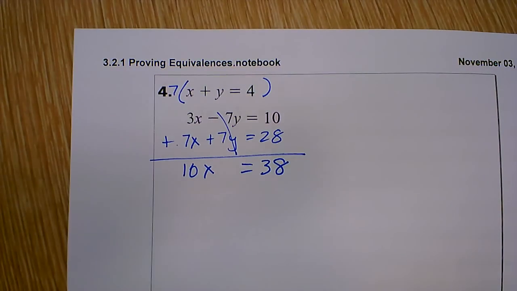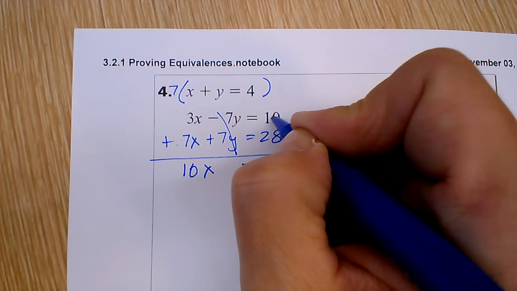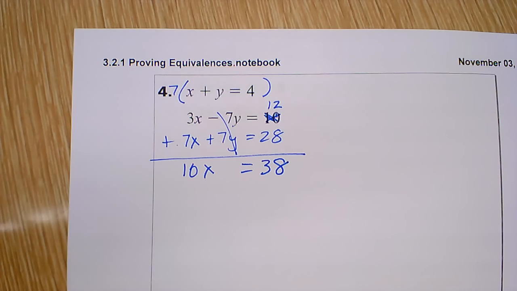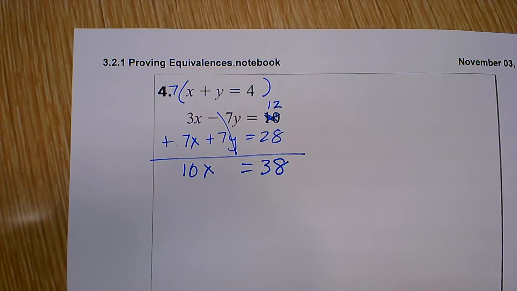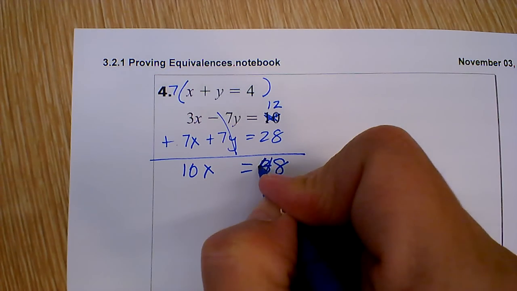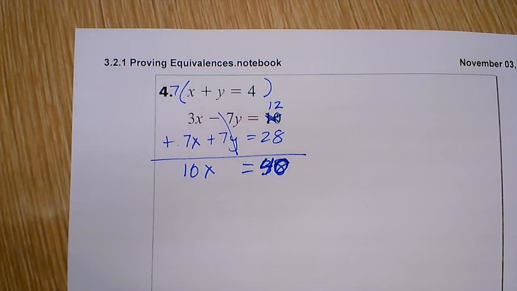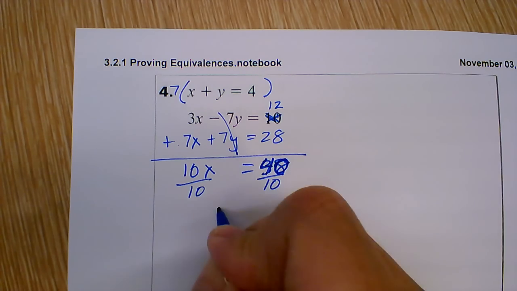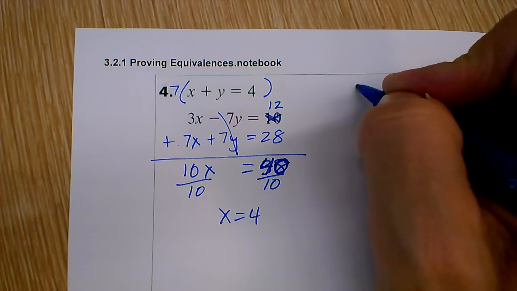Okay, so I noticed this is not going to work out nicely, and I looked back in my notes and I realized this was supposed to be a 12. That'll make it easier for me. So instead of 38, this becomes 40. All right, that'll work. Divide both sides by 10, so x equals 4.